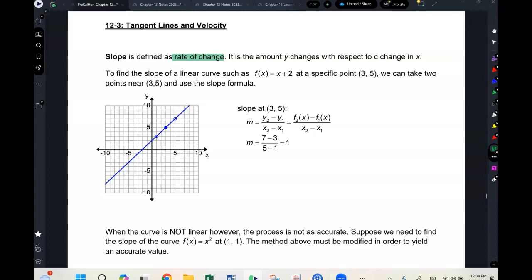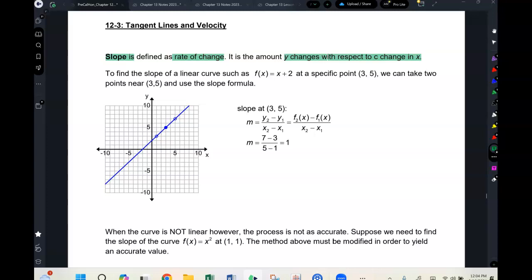It is the amount y changes with respect to a change in x. So whenever I ask you what is slope, the response should be it's rate of change. It should be super quick. What is slope? Rate of change. What is your name? Blah, blah, blah. What is slope? Rate of change.